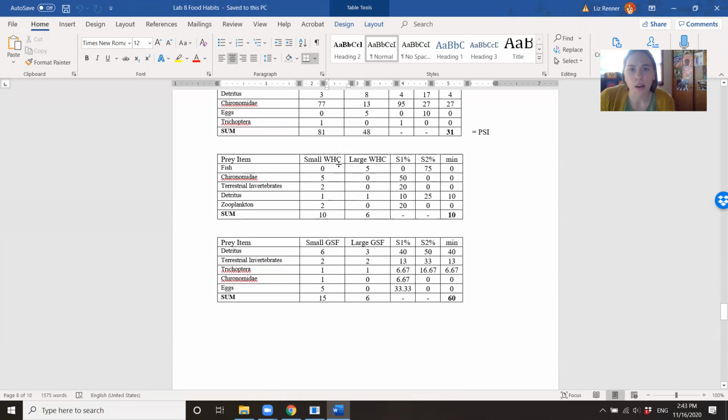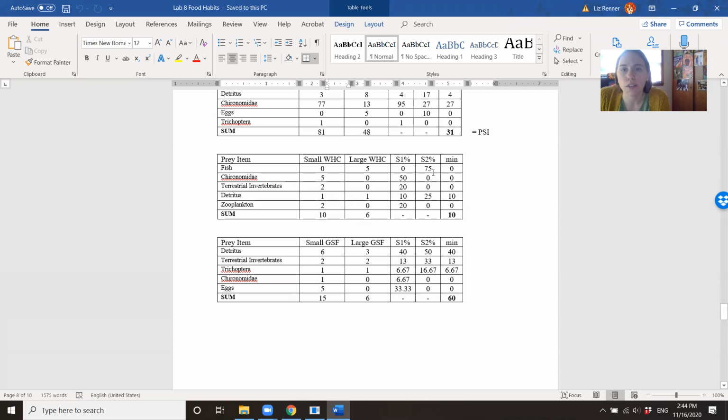All right, now for the white crappie, comparing the small and large, we had 0 fish in the small, 5 in the large, 5 chironomids in the small, 0 in the large, 2 terrestrial invertebrates in the small, 0 in the large, 1 with detritus in the small, and 1 with detritus in the large, and then 2 zooplankton here, and 0 with the large white crappie, for a total of 10 prey items for the small white crappie and 6 for the large white crappie.